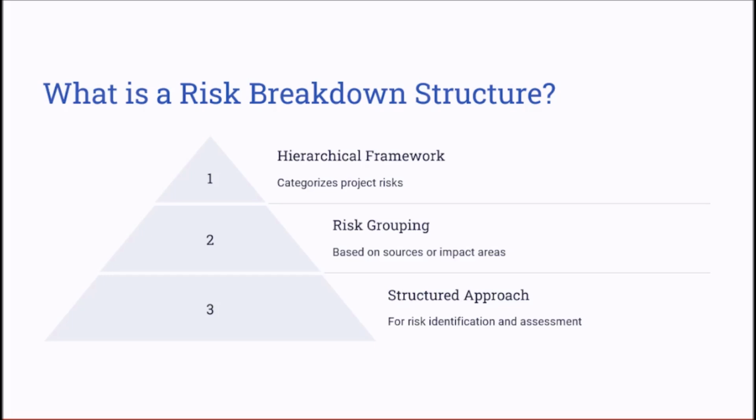This structure ensures that the risks are identified systematically, reducing the likelihood of overlooking critical issues. And by grouping risks by their source or area of impact, the RBS also simplifies the analysis, communication, and prioritization efforts.